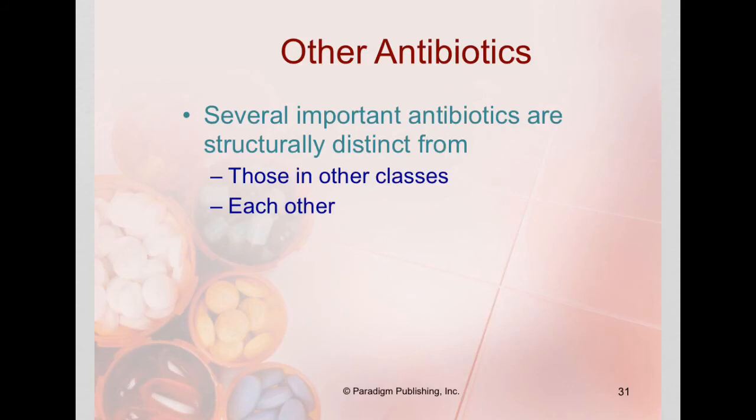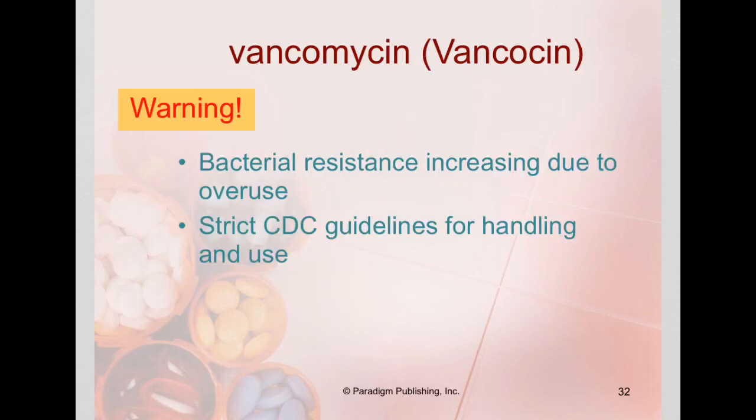Vancomycin, clindamycin, Flagyl. Those are the big ones. Vancomycin, bacterial resistance is increasing due to the overuse. You'll have vancomycin-resistant bacteria, like MRSA in staph, VRE, those types of things. Strict CDC guidelines for handling and use of vancomycin.